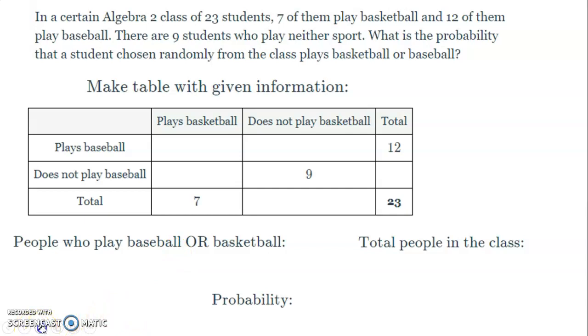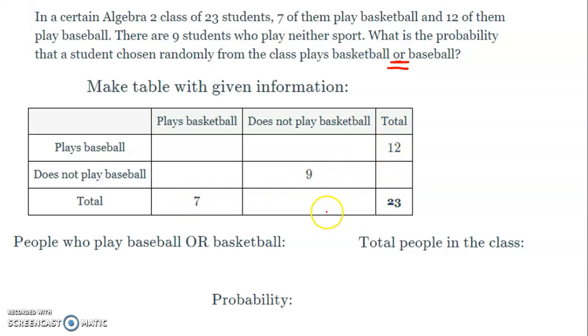So what we did was we set up a probability chart here, and we have people who play basketball and people who do not play basketball. Plays baseball, does not play baseball. And we filled in the given information. We know total that there are 23 kids. 12 of them play baseball, so that goes in the total of plays baseball. 9 students who play neither, so does not play basketball and does not play baseball. And 7 of them who play basketball, so that goes in the total here under plays basketball.